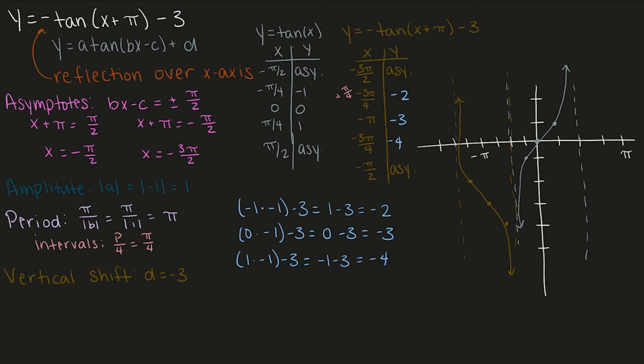Our domain and range of our parent function are just like what we've seen before. The domain is x is not equal to pi over 2 plus or minus n pi, and the range is negative infinity to infinity. For our transformed function, our domain is x is not equal to negative pi over 2 plus n pi, our asymptote and our n times our period, and our range is negative infinity to infinity.